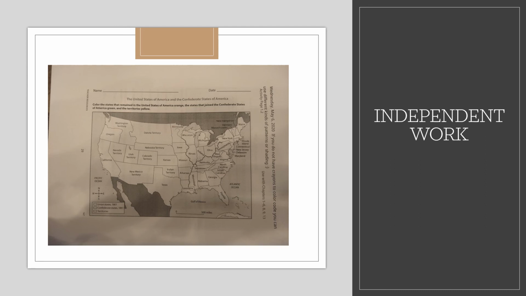So I know some of us might not have crayons at home, and if you don't, do not worry. You can still complete this activity by doing different patterns or different types of shading. So for example, I could shade the Union states in stripes. I might use polka dots for the Confederate states, and I might do the territories in a little swirly design. So if you don't have crayons, don't worry about it. Or if you have different colors than what's mentioned in the directions, that's okay too. Basically, do what you need to do to complete this activity.